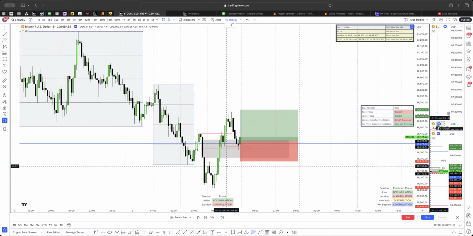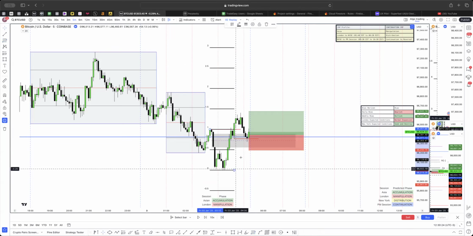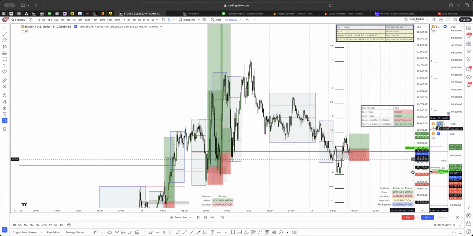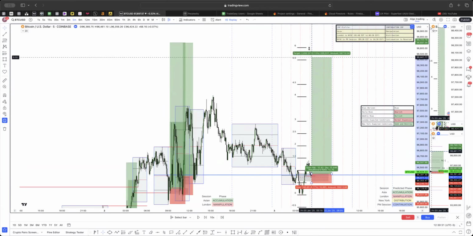And now we know that this is a manipulation. I'm going to take this high to this low, right? And we have that earlier buy target here, right? So might as well just push it all the way there.